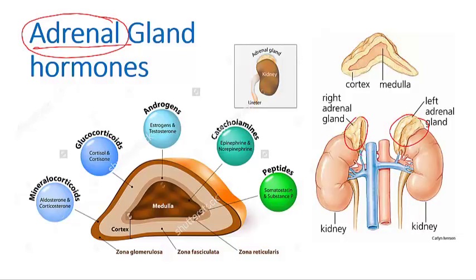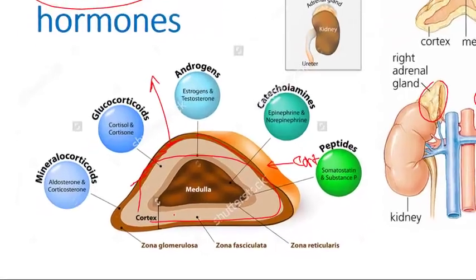It's composed of the outer epithelial cortex, which is the outermost layer, and the inner neuronal medulla region. In this cortex, or outermost region, the cortex secretes three classes of steroid hormones. So the hormones they secrete are steroid type. This is the whole cortex area that we are looking at.